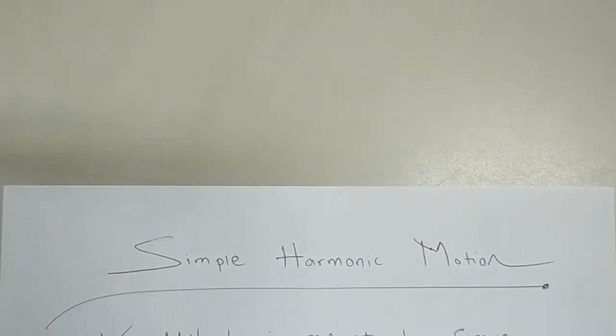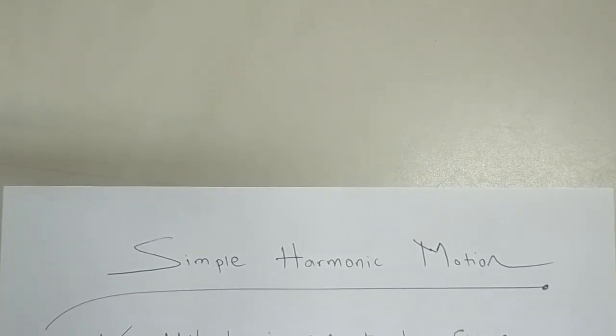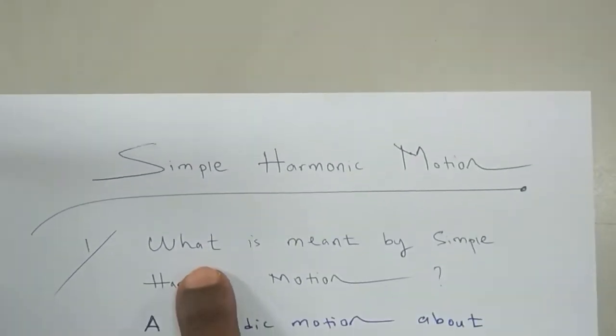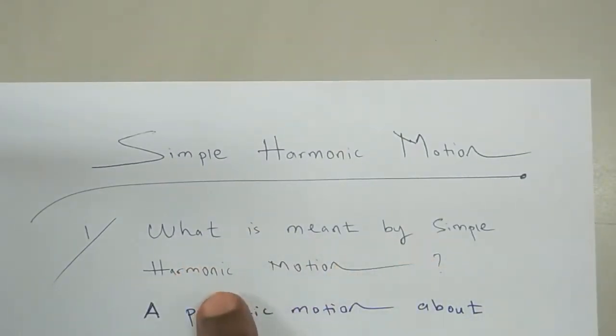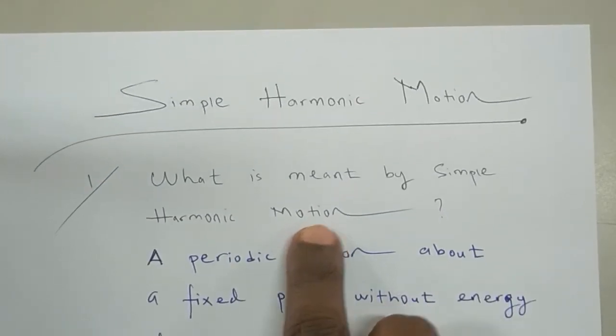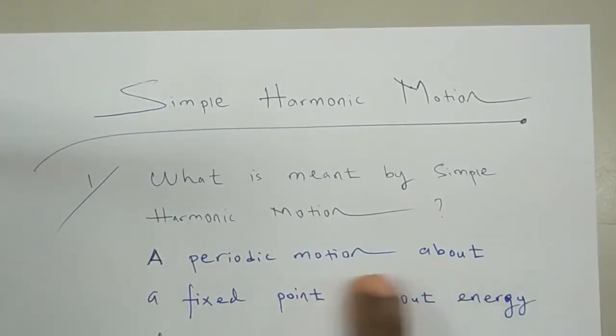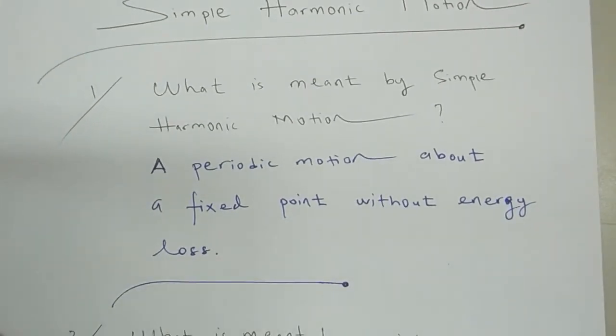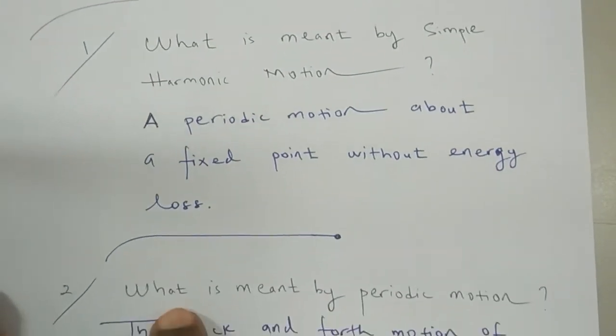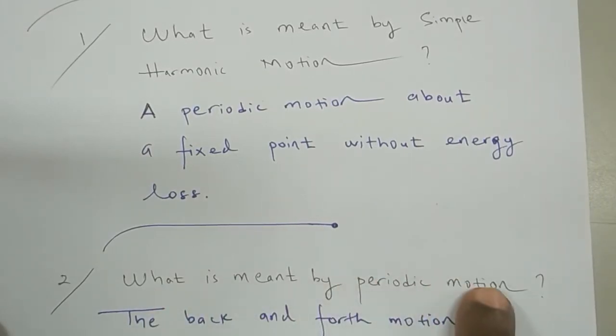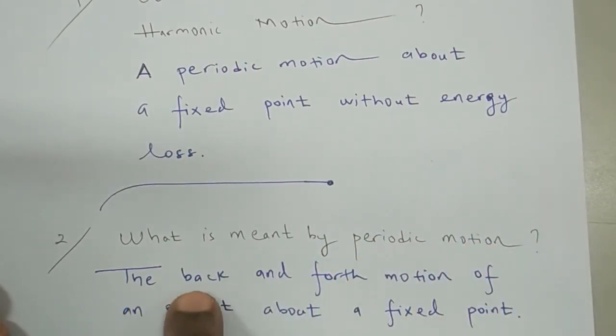In this chapter, one type of vibrational motion, that is simple harmonic motion, will be discussed. What is meant by simple harmonic motion? It is a periodic motion about a fixed point without energy loss. What is meant by periodic motion? The back and forth motion of an object about a fixed point.